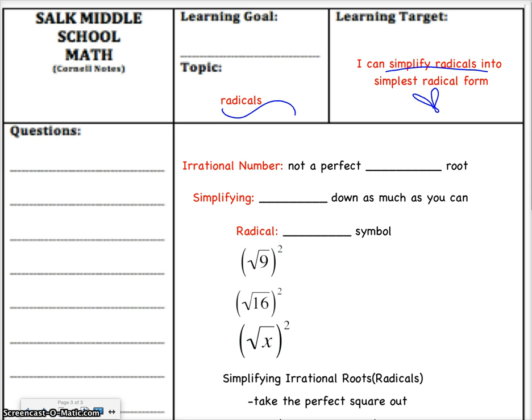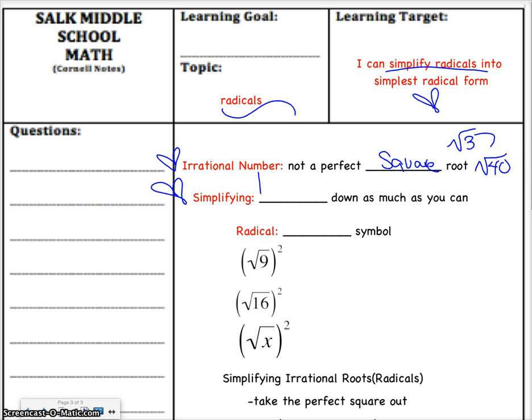Now, I want you to remember what an irrational number is. It's not a perfect square root, meaning the square root turns into a decimal, like the square root of 37, because 37 is not a perfect square, or the square root of 40, again, not a perfect square. You would get a decimal as an answer. You can simplify this, though, in exact form, meaning you don't round it to the nearest tenth. You simplify it into the simplest radical form.